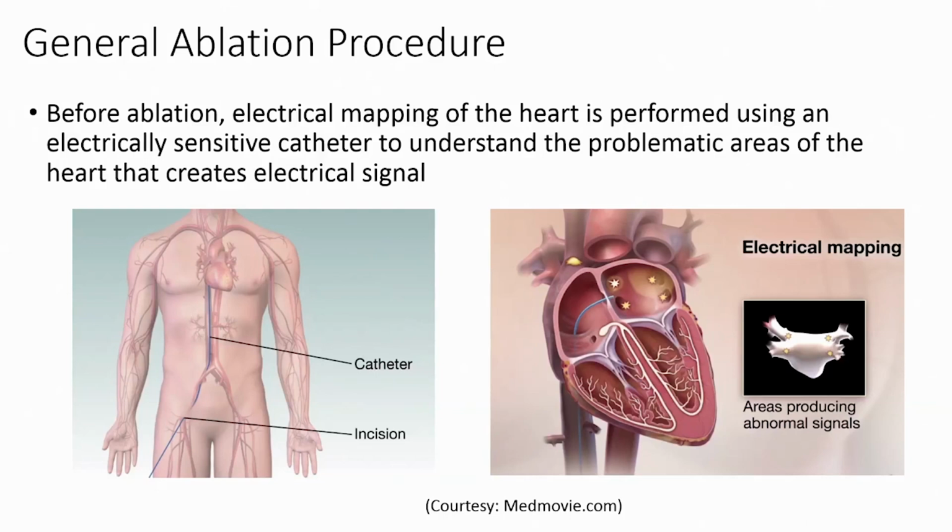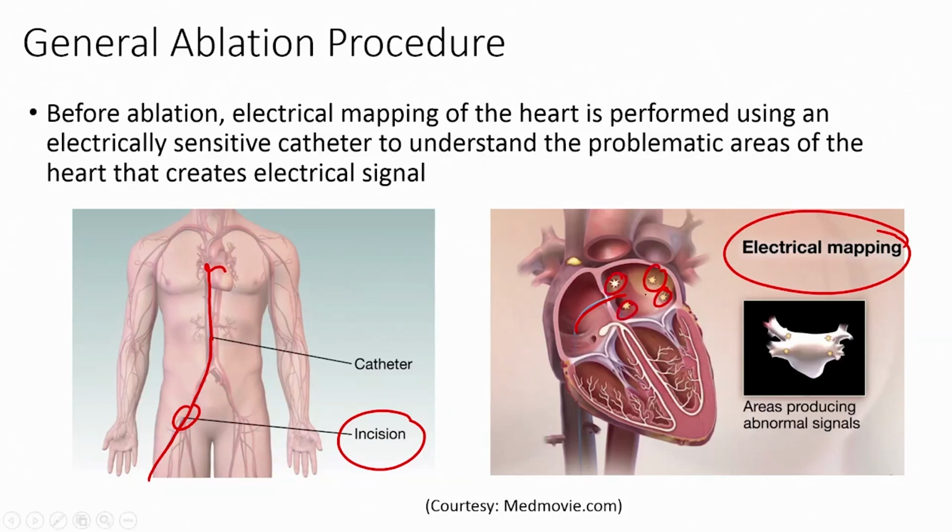Now, before ablation, as we have seen in the video, electrical mapping of the heart is performed using an electrically sensitive catheter to understand the problematic areas of the heart that create electrical signals. Like you see, there is a small incision that is created here and the catheter is inserted. As you can see, it is moving towards here, and then it goes inside and reaches right over here.